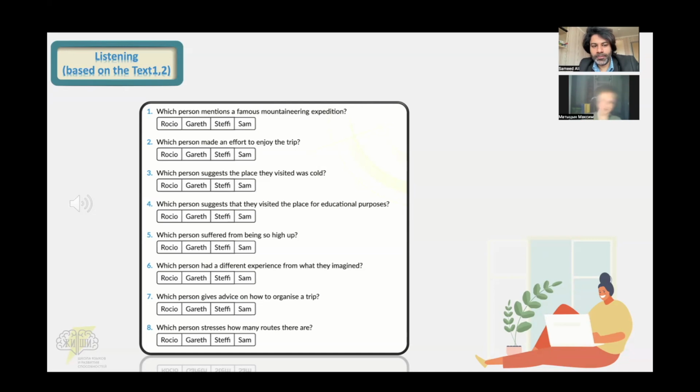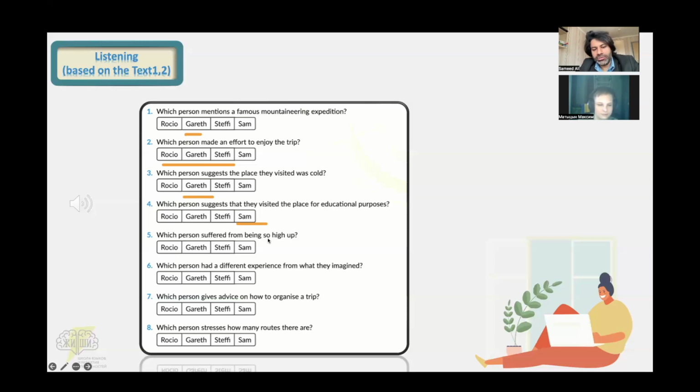Which person went on a famous mountaineering expedition? Gareth. Okay. Which person made an effort to enjoy the trip? Okay. Which person suggests the place they visited was cold? Gareth. Okay. Which person suggests they visited the place for educational purposes? What are educational purposes? Educational purposes means, for example, I think it was Sam. Sam went there to see the film sets for educational purposes.